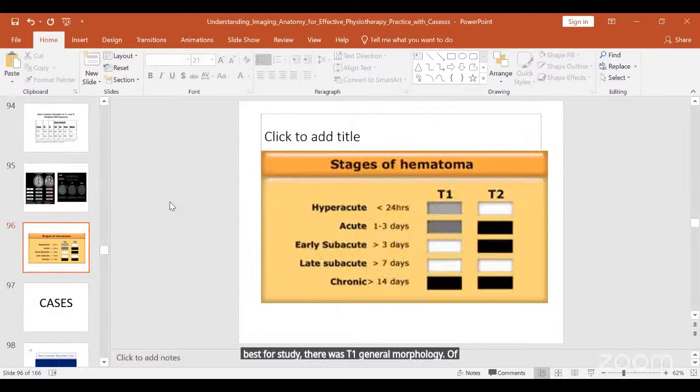T2 is best for studying pathology, while T1 is for general morphology of the area concerned. This is aging of hematoma. We know aging of hematoma in MRI, isn't it? Hematoma blood can have different forms of appearance, based on the two MRI images, T1 and T2. In hyperacute stage, in MRI images, black areas, we call it what?